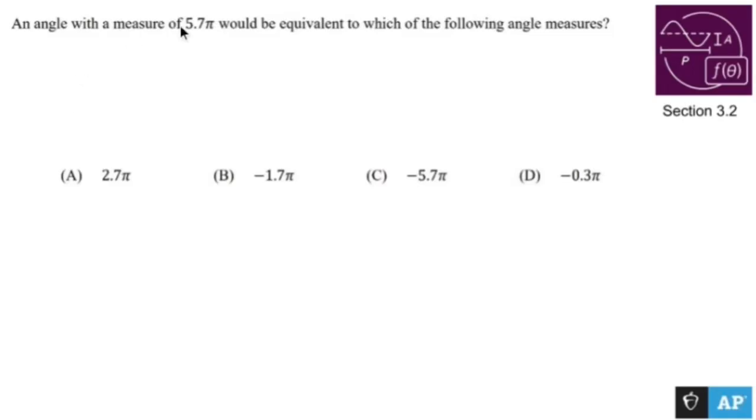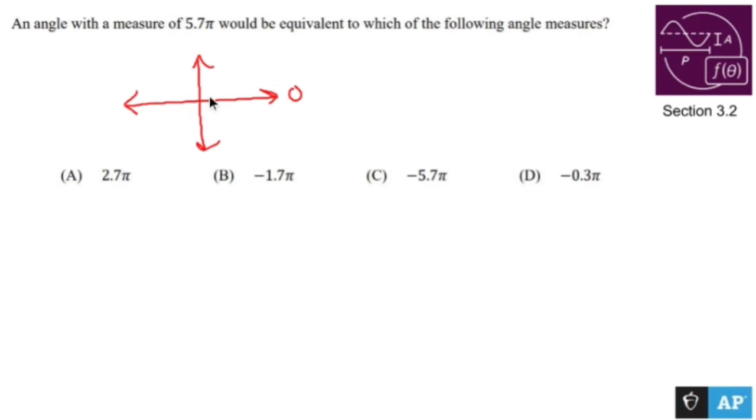An angle with a measure of 5.7 pi would be equivalent to which of the following angle measurements? Well, if I'm given something in radians and I'm talking about an angle, what I do know is if I have a coordinate plane and I were to try to measure an angle, I would start over here at 0 and spin my way around.